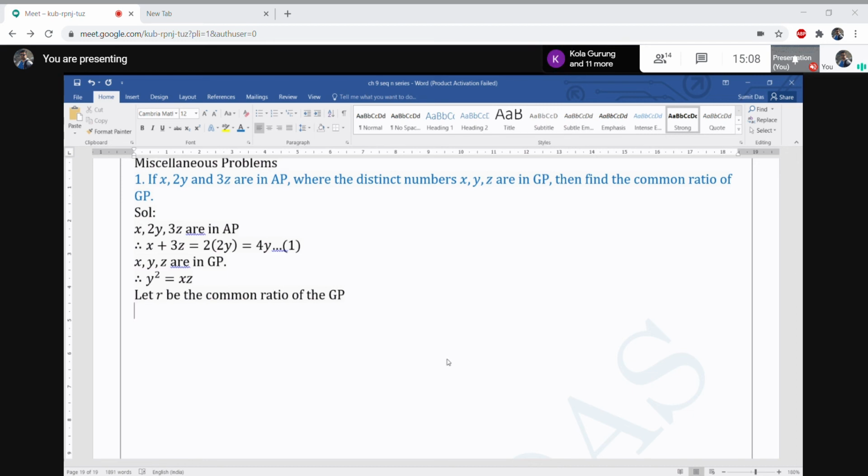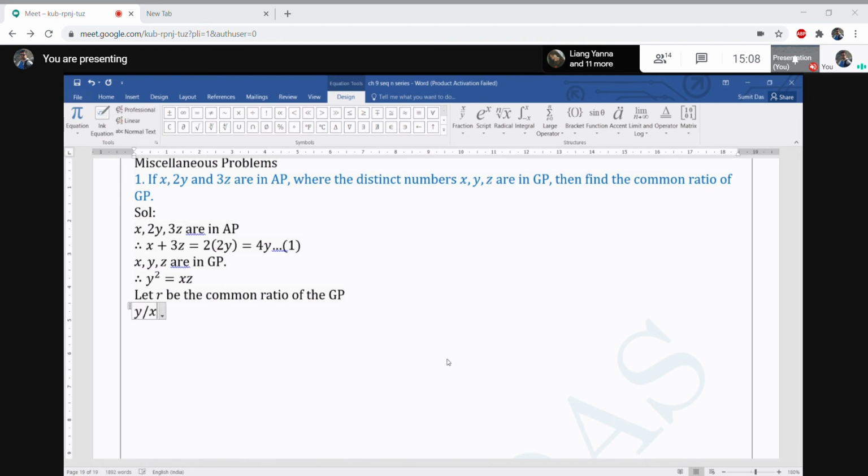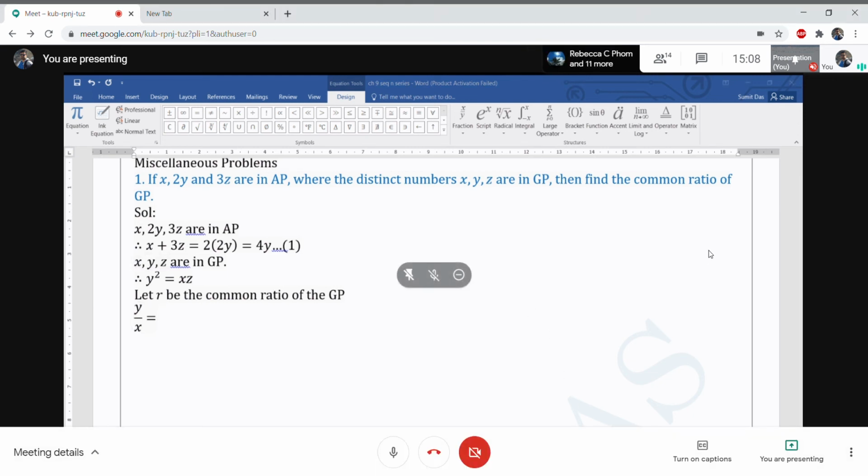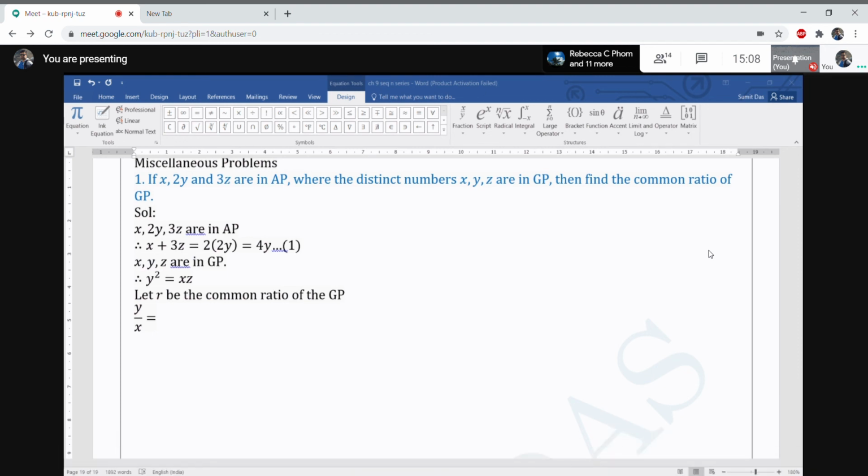So if x, y, z are in GP, can anyone tell me what will be y divided by x? If r is the common ratio and x, y, z are in GP, what is y divided by x? Please let me know, anyone.